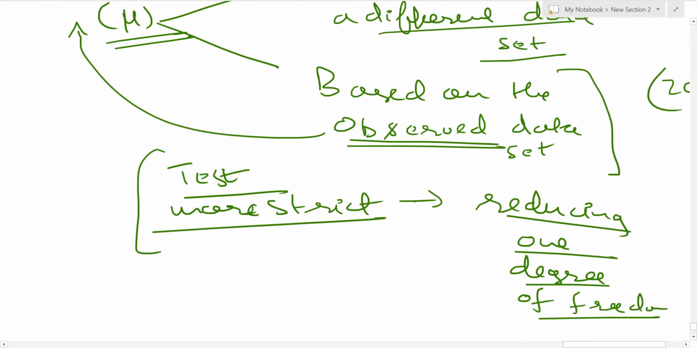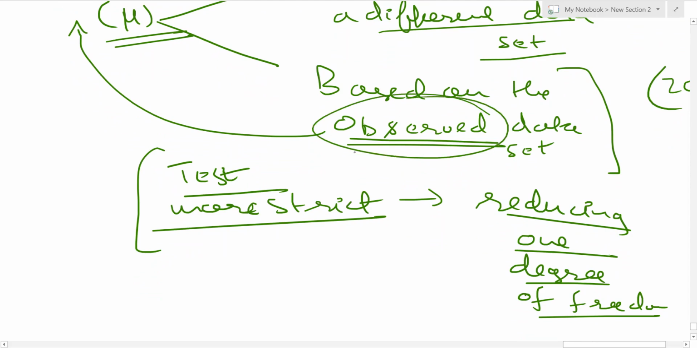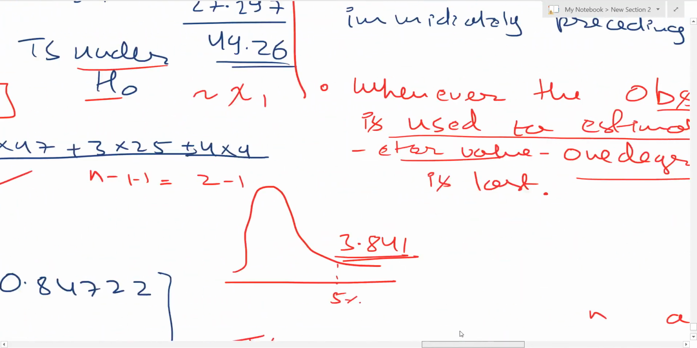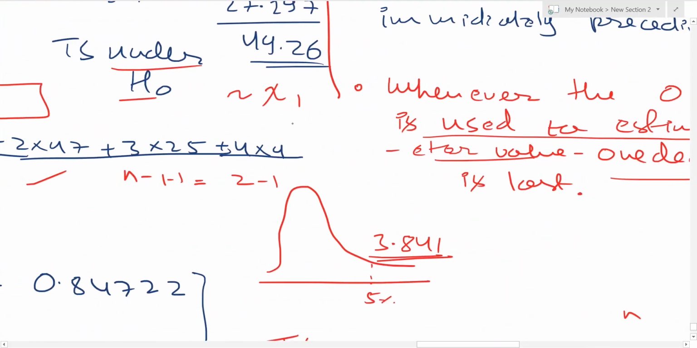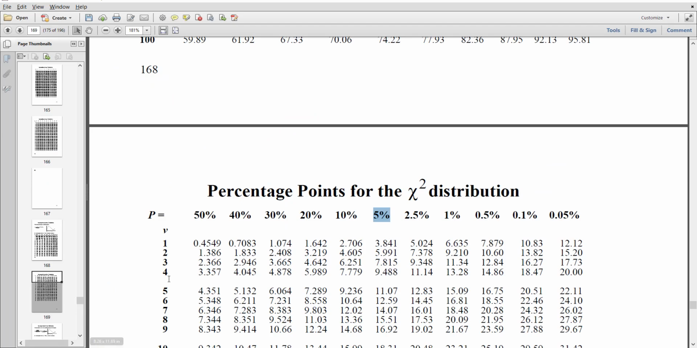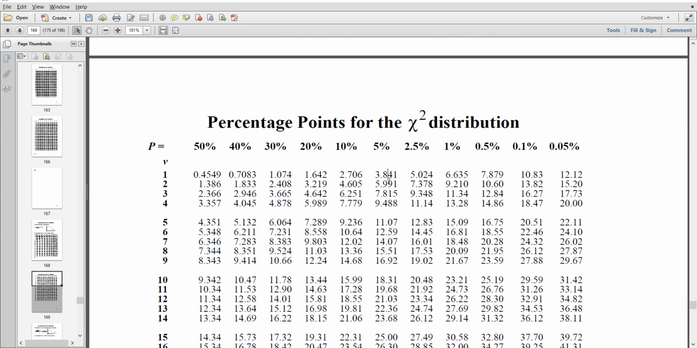So even if you use the observed data, and especially when you use the observed data, you need to make the test more strict, so you reduce 1 degree of freedom. Now, how does reducing a degree of freedom make the test more strict? Think about it. Here I was earlier supposed to take a chi-square 2 distribution, but I took a chi-square 1 distribution. If you see in this table, as the degrees of freedom increase, the chi-square value also increases. For 1 degree of freedom, the value is 3.841. 2 degrees of freedom, the value is 5.991. 3 degrees of freedom, the value is 7.815.